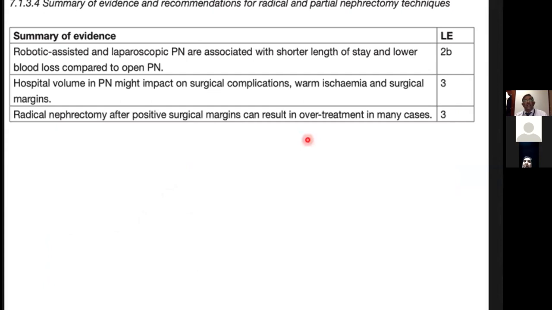So this is the EAU guidelines about the first question that I asked, about lap or robot-assisted versus open. Well, there seems to be evidence that robot-assisted or lap partial nephrectomy has shorter hospital stay and less blood loss, so it is better in terms of immediate post-operative things. But by and large, there is no functional and no oncological advantage of one over the other.